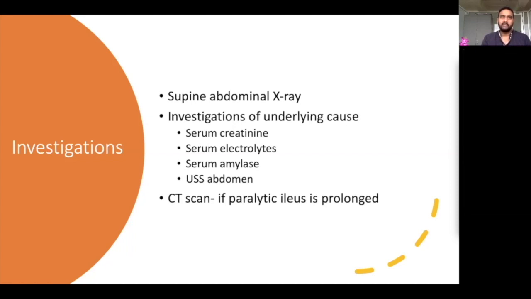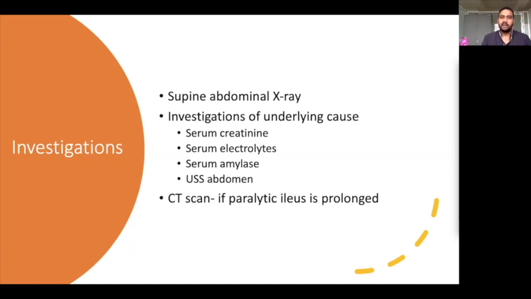Erect abdominal X-ray will show there are multiple air fluid levels. Up to 5 air fluid levels is normal, right? Some people say 3, but up to 5 is normal. But if it is more than 5 air fluid levels, then that is significant, and it indicates an intestinal obstruction. So supine abdominal X-ray we do not do to detect paralytic ileus. This is to detect intestinal obstruction, right? So that is number one.